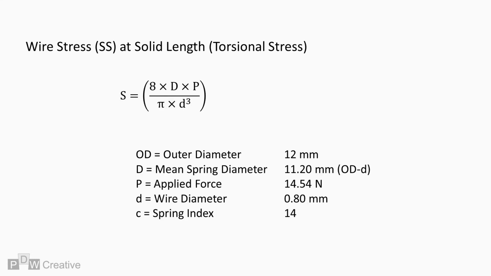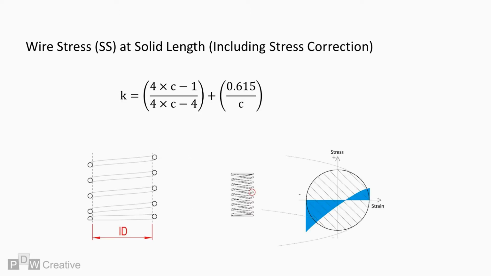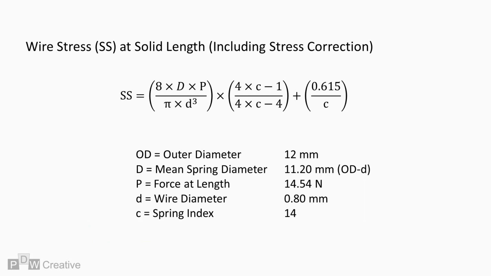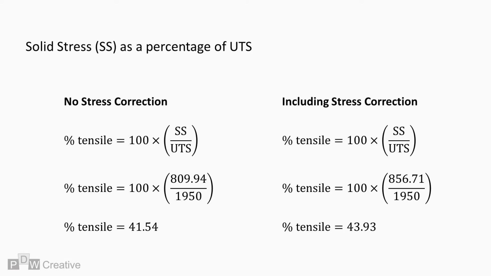First, we input our new force variable into the stress equation. We find a torsional stress here of 809.94 megapascals. The WAL stress correction factor remains unchanged, and with the focus on finding max stress at ID, we add the multiplier to the stress equation as before, and the stress increases to 856.71 megapascals. We need to go back and check the stresses against the material tensile strength, and if we look at the results, we can confirm stress has increased in both cases and is far in excess of 35%.